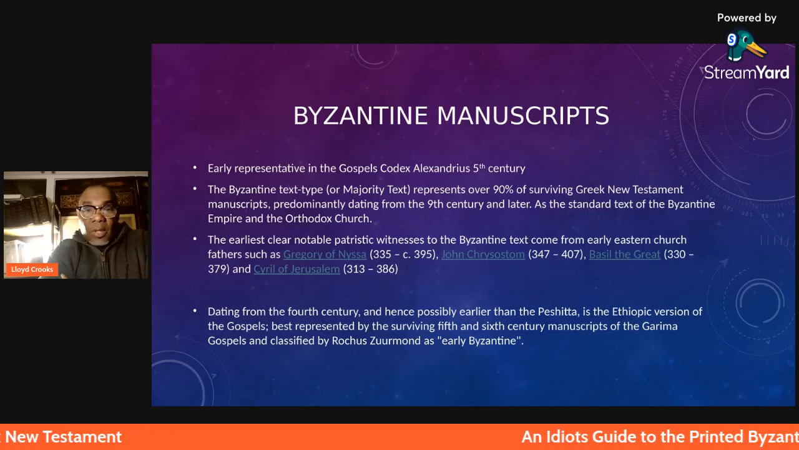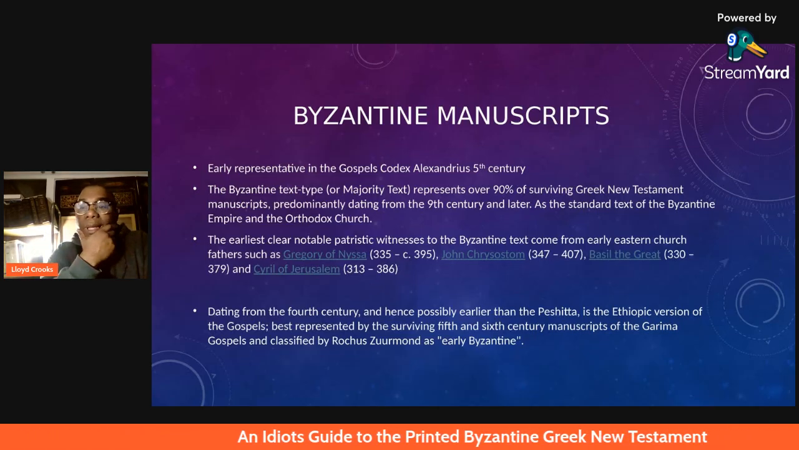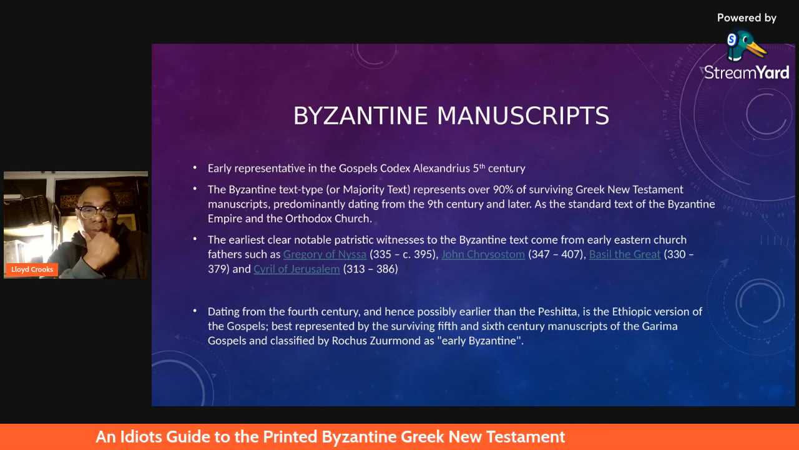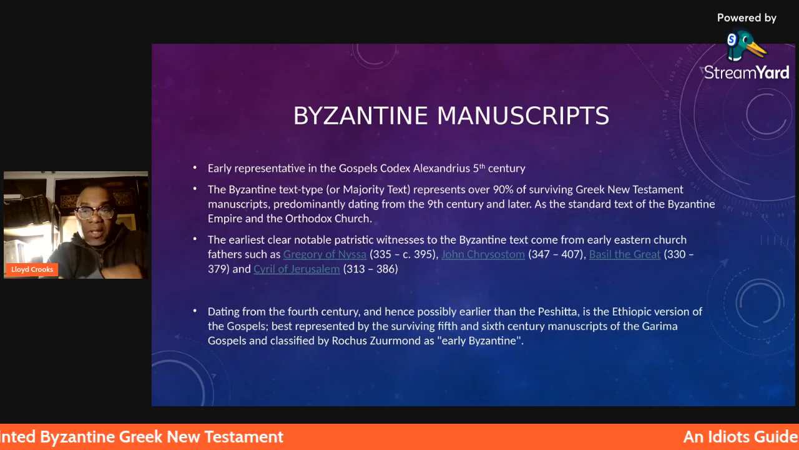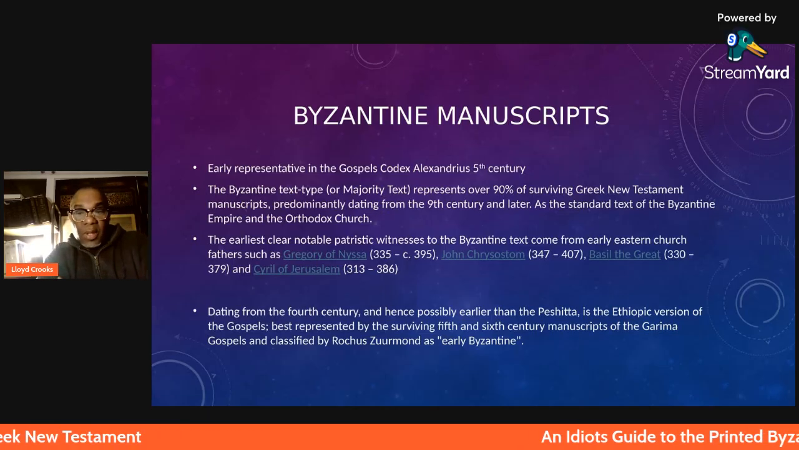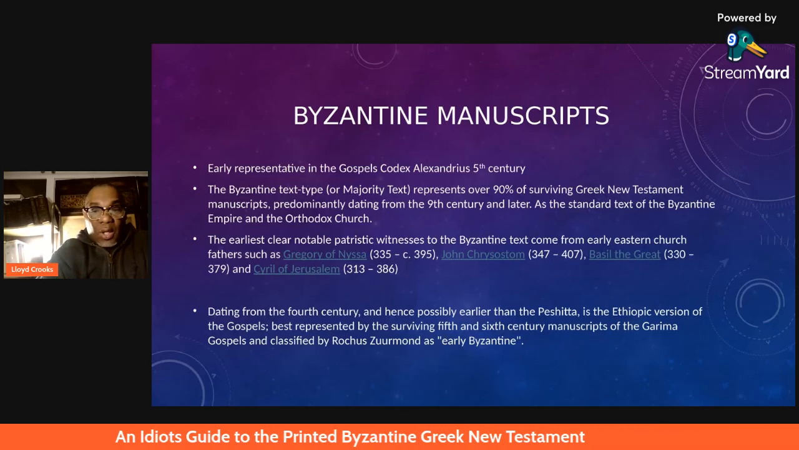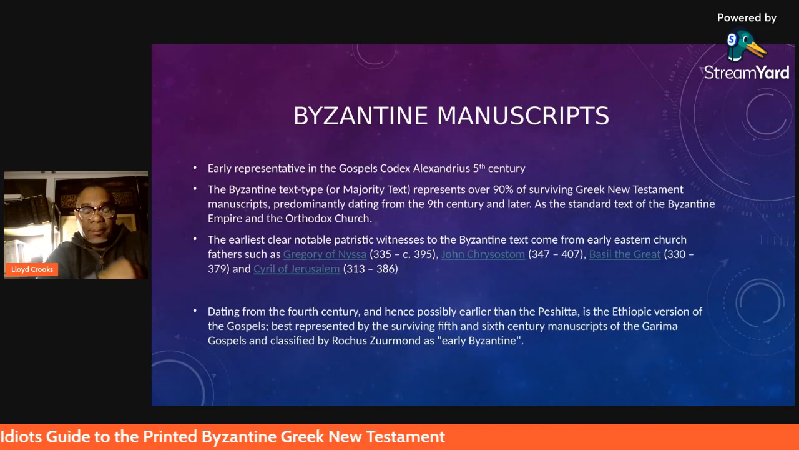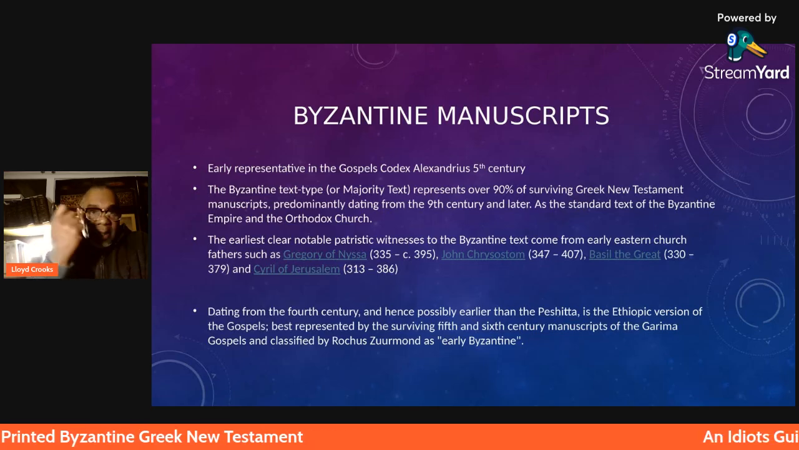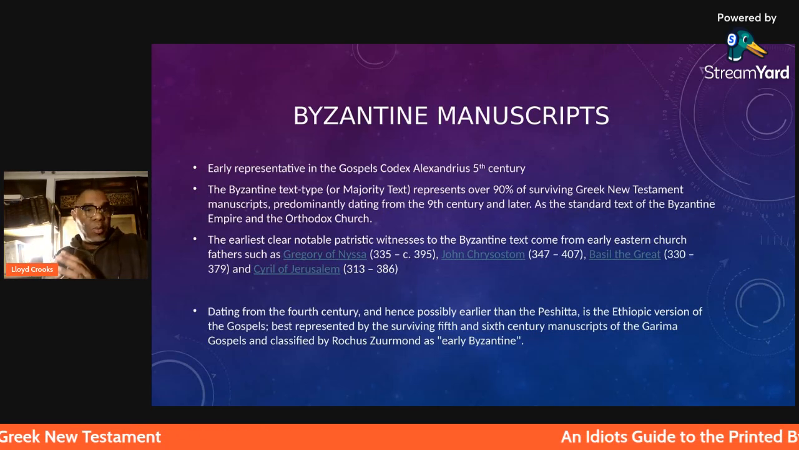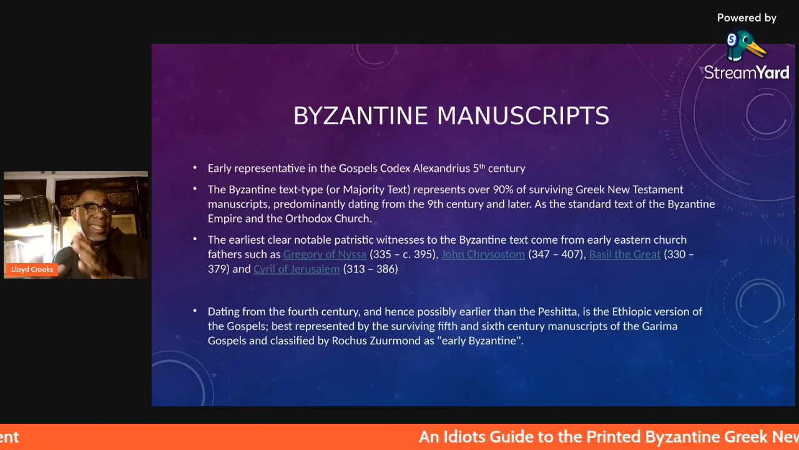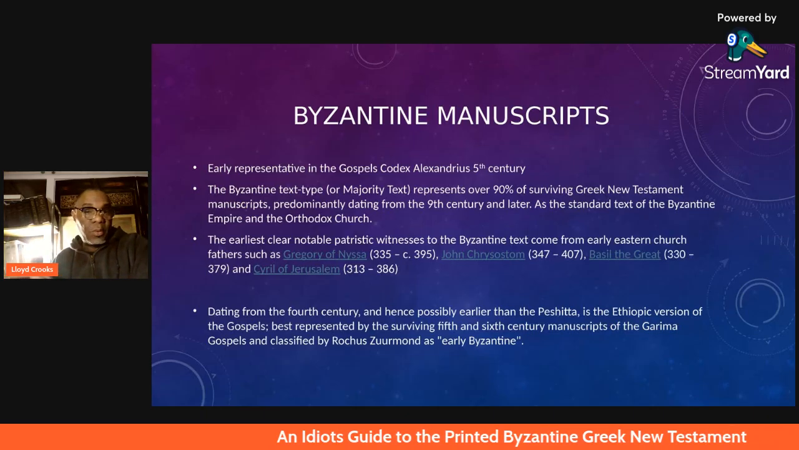The notable witnesses: Gregory of Nicaea, John Chrysostom is probably the one that's well known, Basil the Great, Cyril of Jerusalem. Dating from the 4th century, hence earlier than the Peshitta, is the Ethiopic version of the Gospel, best represented by the surviving 5th and 6th century manuscripts of the Garima Gospels and classified by Rochus Zuurmond as early Byzantine. The earliest one is Codex Alexandrinus, which is representing the Gospels. There is Alexandrian in the Pauline epistles.